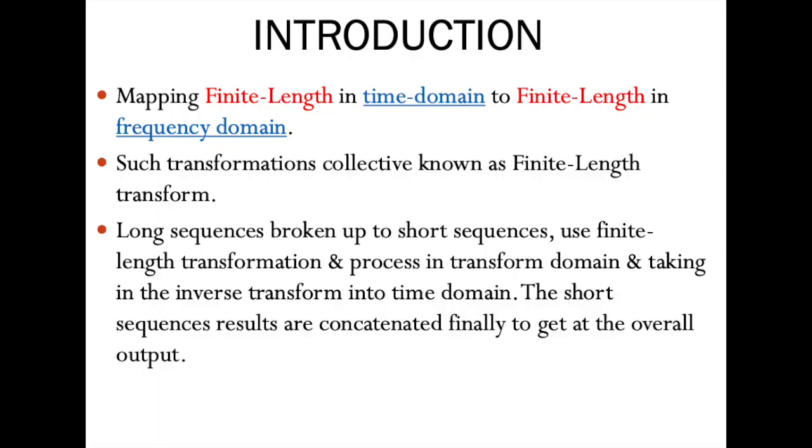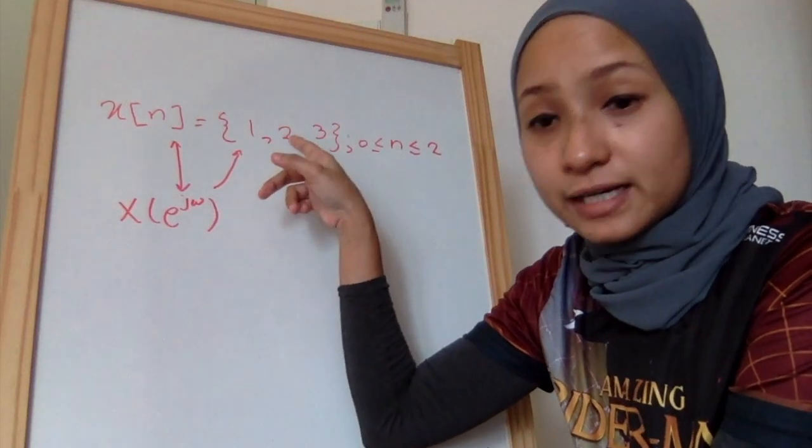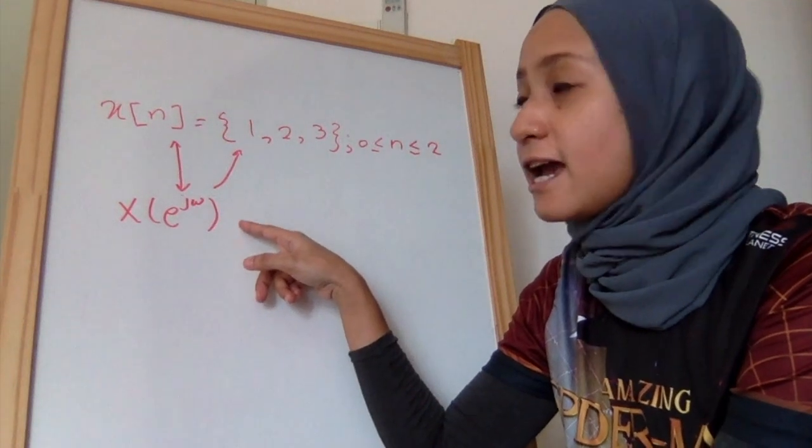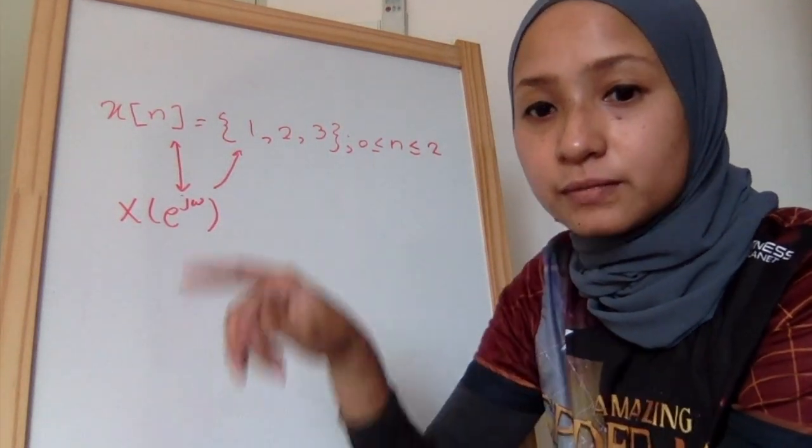Such a transform is collectively known as finite length transform. Since this x[n] is a finite length sequence, this transformation is also known as finite length transform.